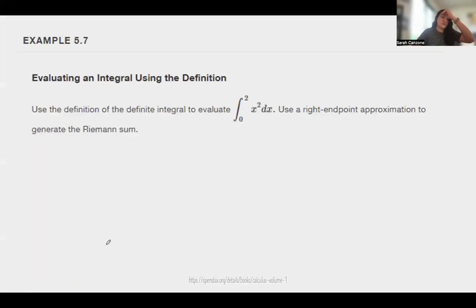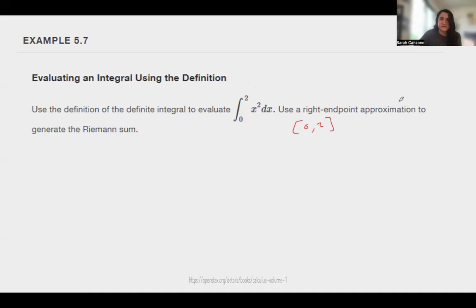All right, so let's go ahead and do a little refresher using Riemann sums to use right endpoint approximation and calculate this integral. This is the formal way of asking for the area under the curve x squared using the bounds 0 and 2. So we can write that: bounds 0 to 2, use right endpoint approximation to generate the Riemann sum.